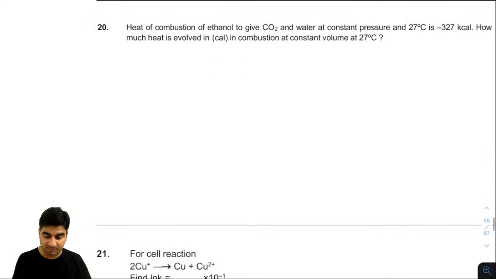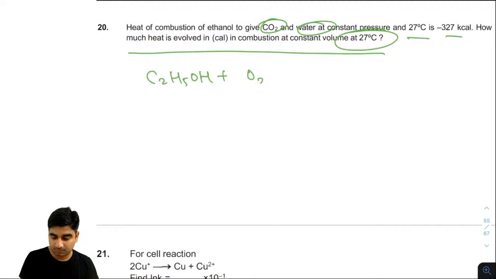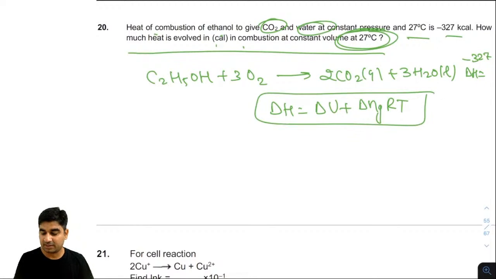The heat of combustion of ethanol gives CO2 and water. How much heat evolves in the combustion at constant volume? Again, it is not a simple problem. Ethanol plus O2 gives 2 CO2 gas plus 3 H2O. Now balance it, 3 O2. The heat of combustion of ethanol, delta H given, is minus 327. How much heat is evolved in calories at constant volume? You need to apply this. Delta H is given in kilocalories, so divide by 1000, and use the value of R as 2. So problems are not direct.